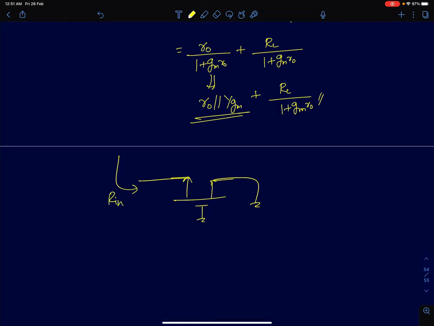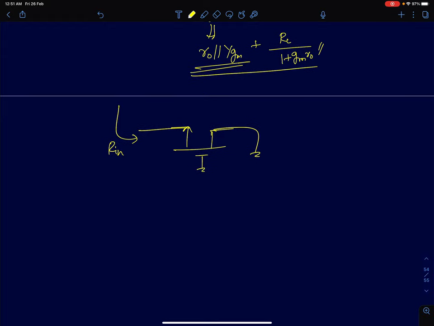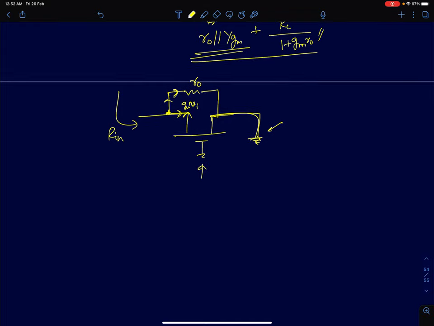So I'll try to explain why this result makes intuitive sense. First, let's look at the input resistance when RL is made 0. If RL is made 0, intuitively you can see that you're looking into the source terminal, drain is ground, gate is ground. So it will be 1 by GM parallel R0. You will have two paths for current. GM Vi will flow here, and Vi by R0 will flow through this. You can easily write it as 1 by GM parallel R0.